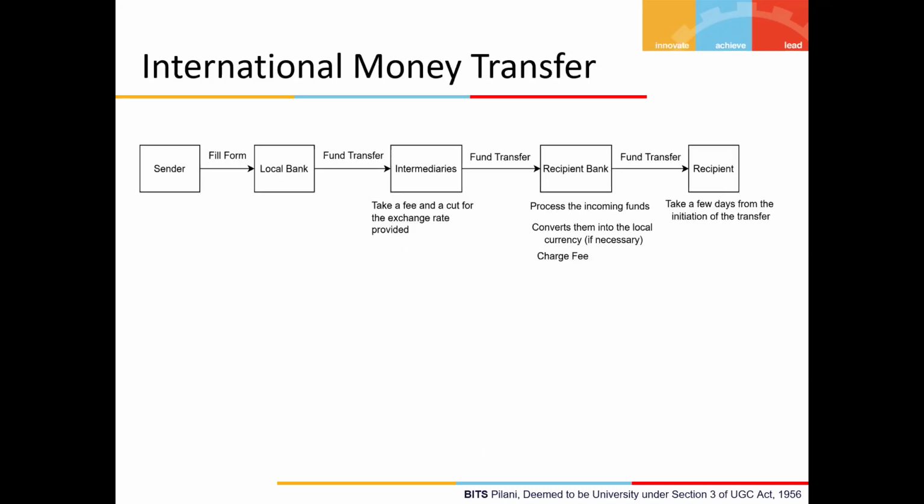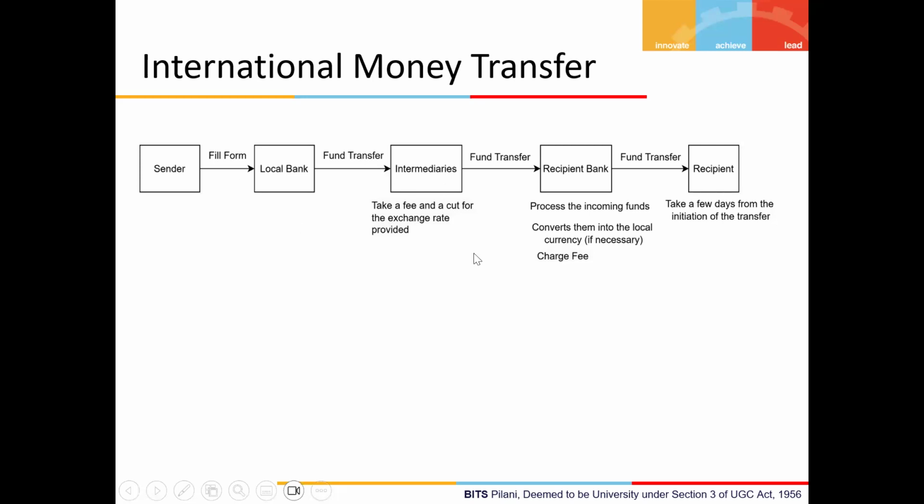I'm just taking an example of international money transfer, where there are several intermediaries: the sender's bank and the receiver's bank, which are in different places and different countries. Initially, it's a long process. The sender has to fill the form in order to send the money to their local bank, and the local bank will then transfer the funds to intermediaries, then intermediaries will transfer the funds to the recipient bank, and then finally it will reach the recipient, right?